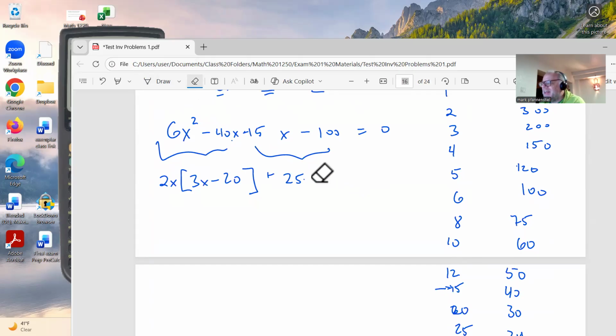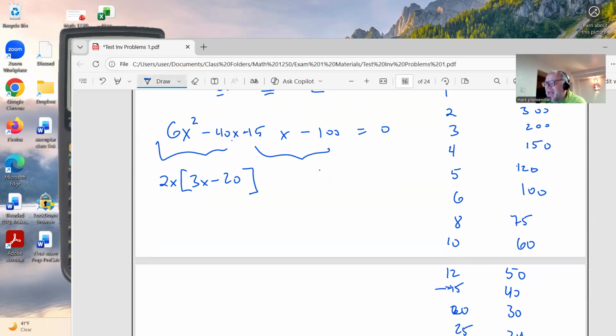Okay, so let's see. We'll go back up to here. I'm sorry about this. So we have minus 15x minus 100. Let's go ahead and do it that way. So we have 2x. I pulled a 3x minus 20 out of here, minus, let's pull a 5 out. I pulled a negative 5, so that's going to change my sign. That's going to be 3x, and then 100 divided by 5 is going to be 20.